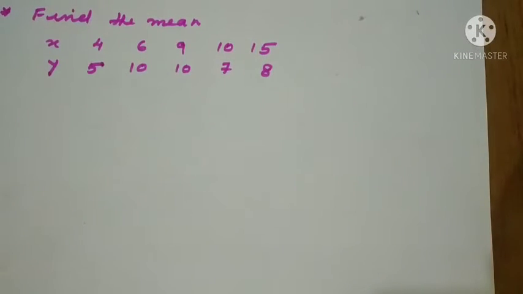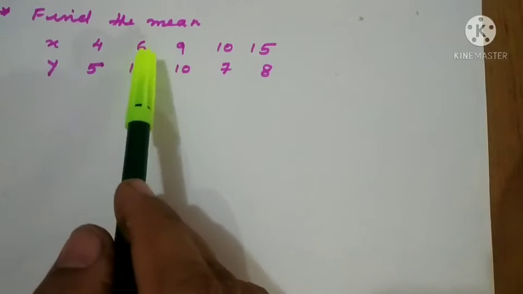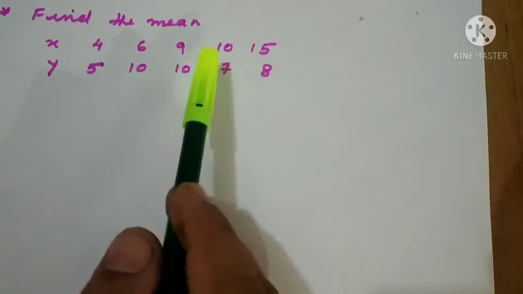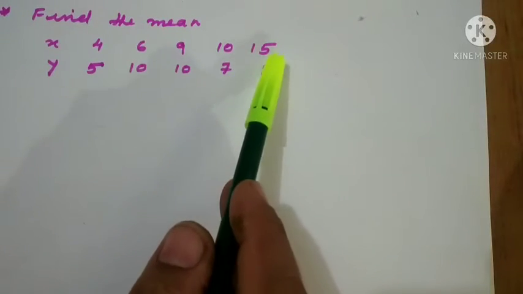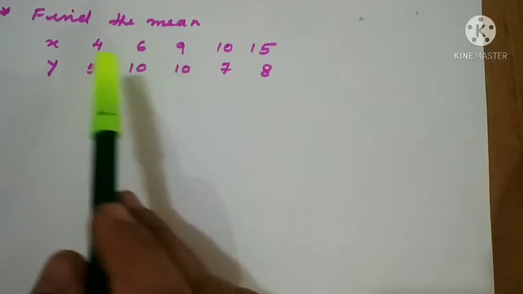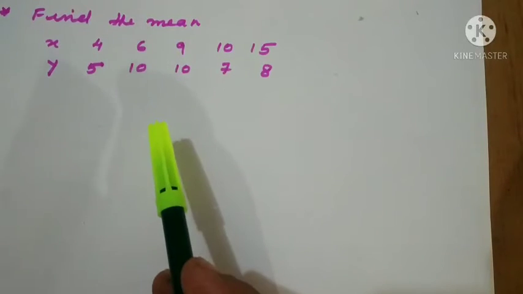Find the mean: x 4, 6, 9, 10, 15, y 5, 10, 10, 7, 8. So here what is the difference in the data? Here 4 is repeated 5 times, 6 is repeated 10 times, 9 is repeated 10 times, 10 is repeated 7 times, 15 is repeated 8 times. That means with the help of the frequency we have to calculate the mean only.